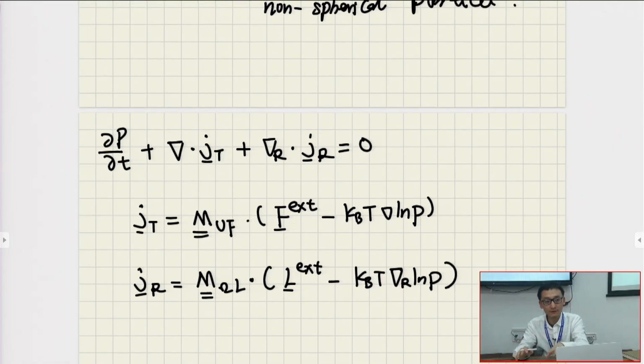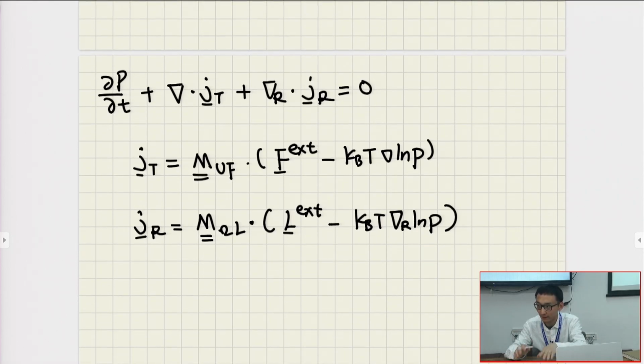Okay, so we see that even to define a single particle that's not spherical, if you want to keep track of the orientational degree of freedom, you have to specify that as well within your probability density function. Any questions or comments on this?